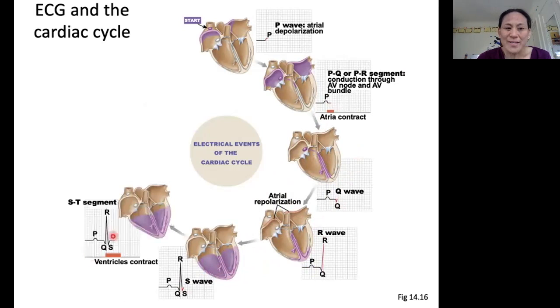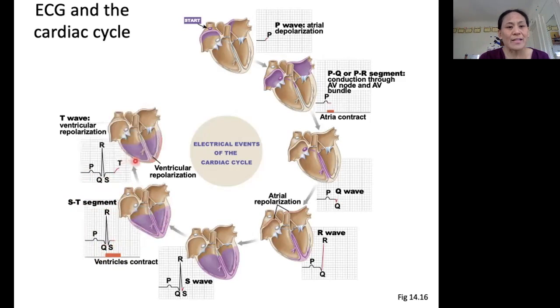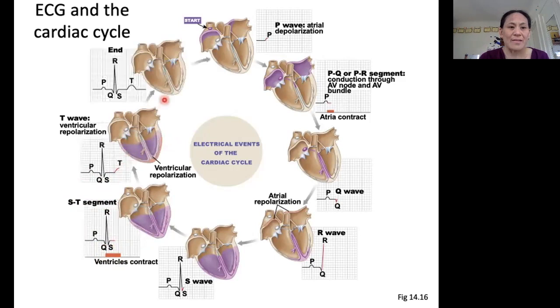All right, once our QRS complex finishes, we have a little segment. Again, don't pay attention to the name, but I want to point out to you that it is after the QRS complex that the ventricles are contracting. Okay, and then finally we have our ventricles repolarizing, and that is when we get our T wave, okay?